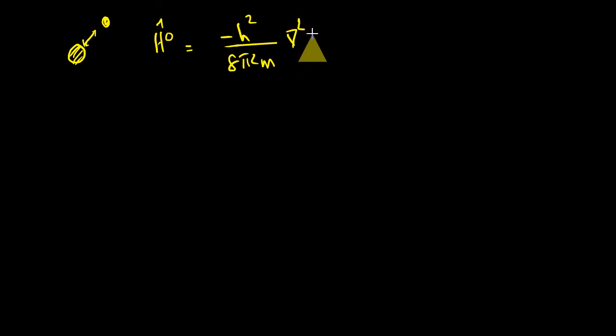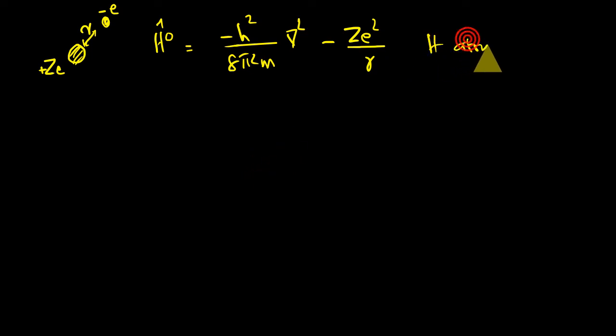Plus then the potential energy. What is the potential energy? That is minus Ze square by r, where Ze is the charge of the nucleus and minus e is the charge of the electron, and r is the distance between the nucleus and the electron. Then the potential energy is minus Ze square divided by r. So this is the Hamiltonian for the hydrogen atom, and this is exactly solvable. So we can say that this is H cap 0, or the Hamiltonian of the unperturbed system. So this is for the hydrogen atom.